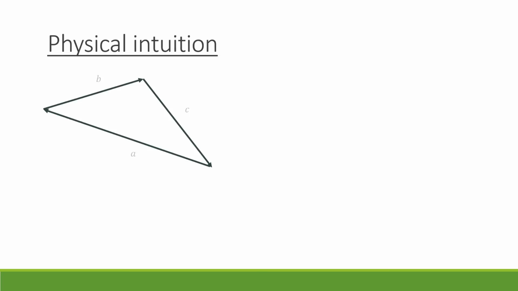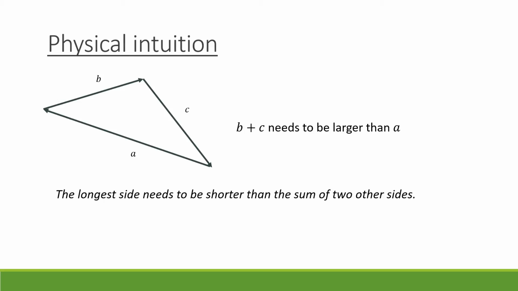So calling this long segment A and the other two B and C, combined, which is the return trip, needs to be as long as A. So in ordinary language, the longest side needs to be shorter than the sum of the two other sides. So in this case, if you have 5, 12, and 6 centimeter sides, they don't form a triangle because obviously 12 is greater than 5 plus 6.